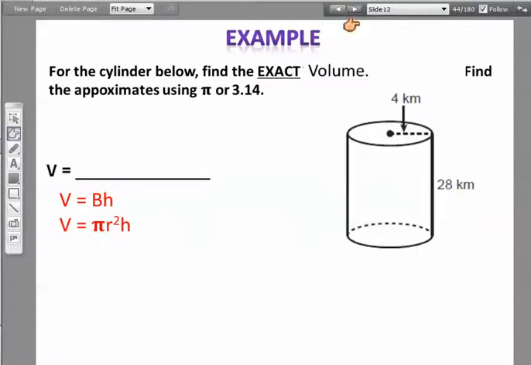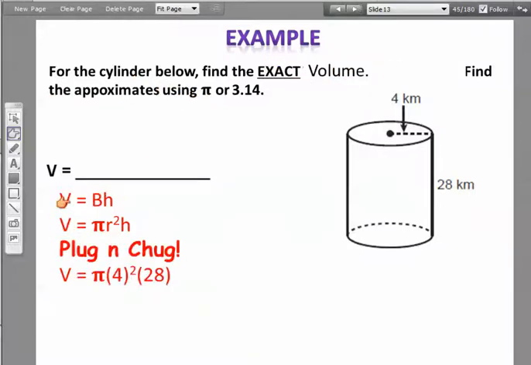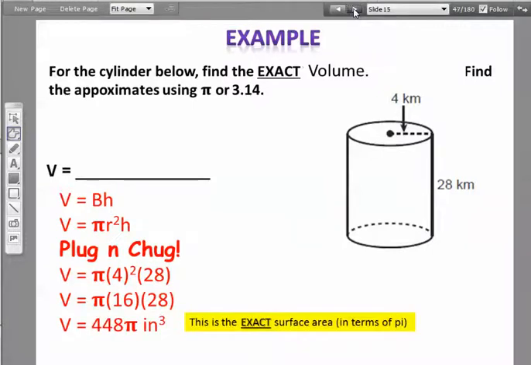Here's another example. It says find the approximate and the exact. So here's my formula. I plugged in 4 for my radius, 28 for my height. I'm going to say pi, and say what 4 squared is. There we go. So for my exact volume, I'm just going to say 16 times 28 gives me 448 pi inches cubed, or that should be kilometers.